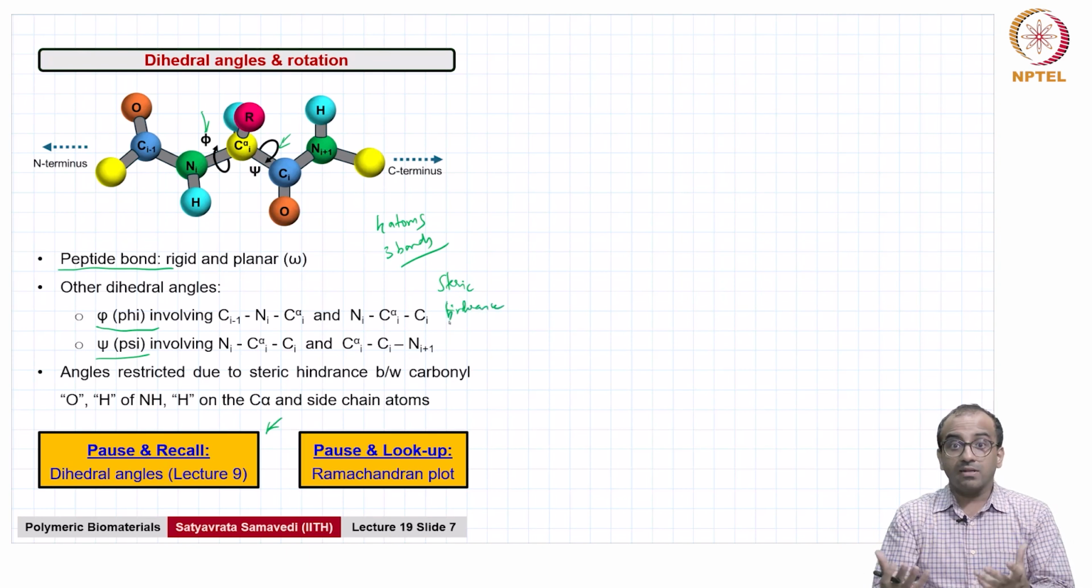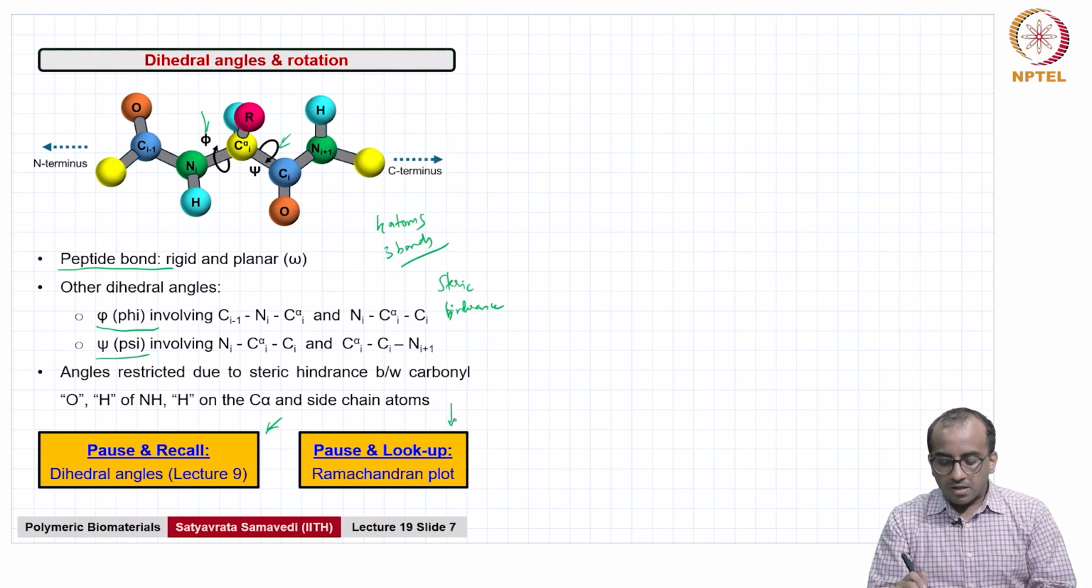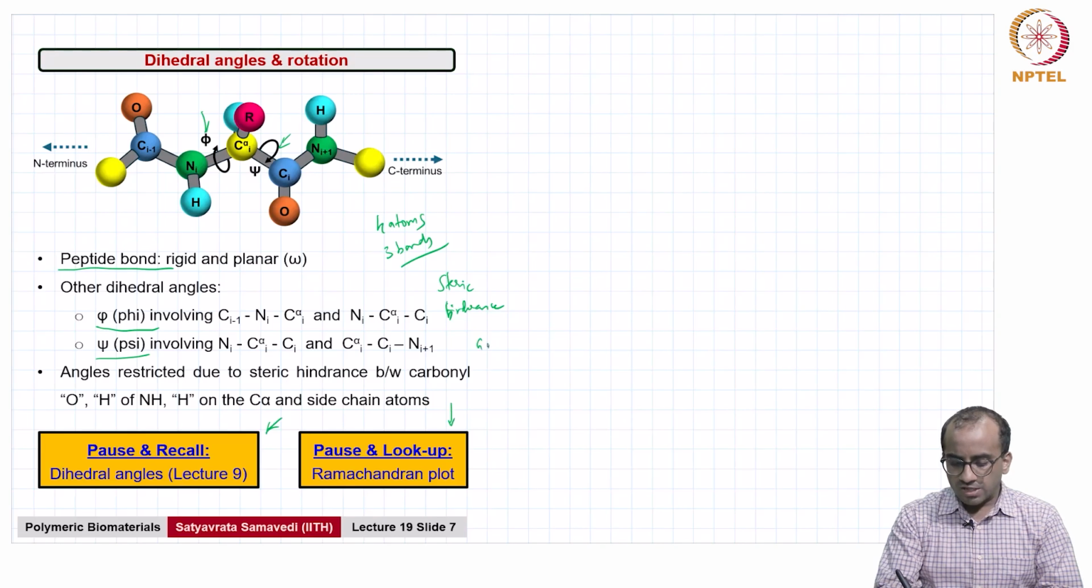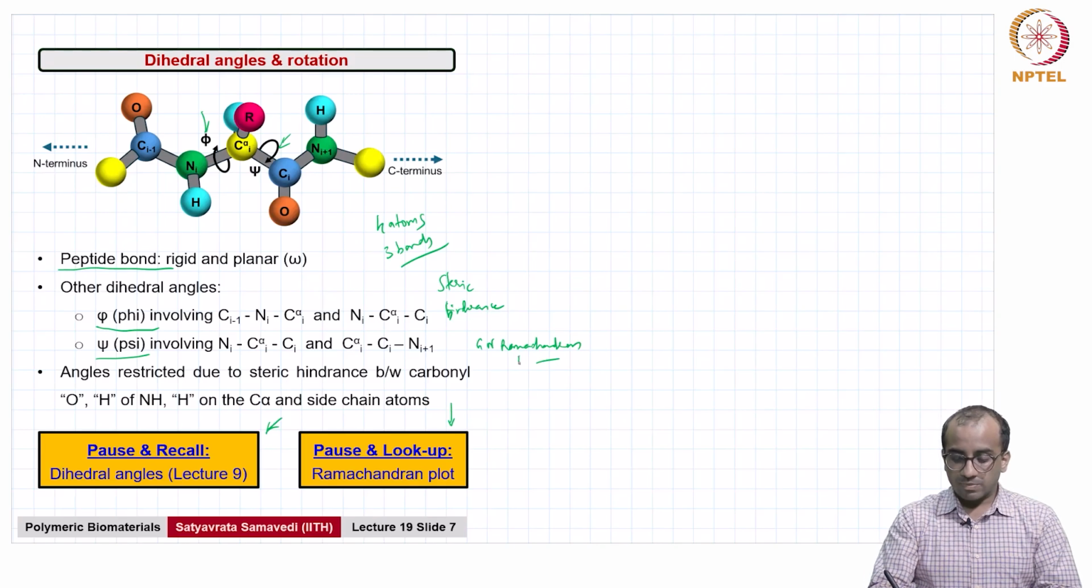So, not all angles will be favored for both phi and psi, and if you want to get a good sense of the combinations that are allowed for real proteins, I would encourage you to pause now and look at what we would call the Ramachandran plot. Now, this is named after Professor G.N. Ramachandran, who was a pioneer in studying the structure of proteins and peptides, and he was one of the first people to report the structure of collagen.